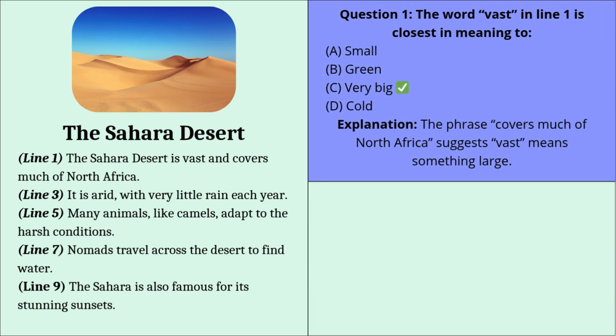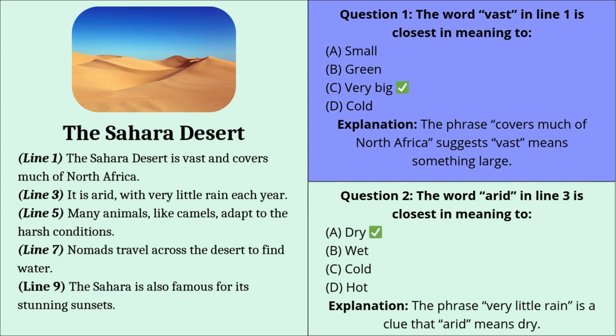Question 1. The word vast in line 1 is closest in meaning to... The word is vast. Look at line 1. The Sahara Desert is vast and covers much of North Africa. The clue here is covers much of North Africa. This tells us vast means something very big. So, the best answer is C, very big. Let's try a second question.